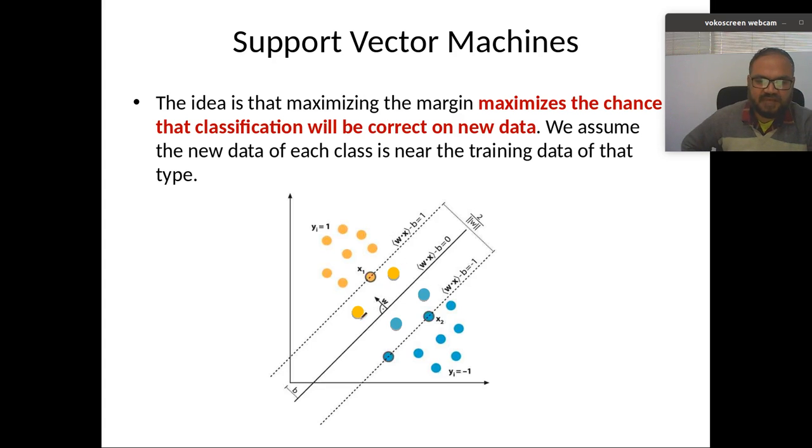So let's say we have these test samples which are beyond these boundaries but can still be easily classified using this central boundary.